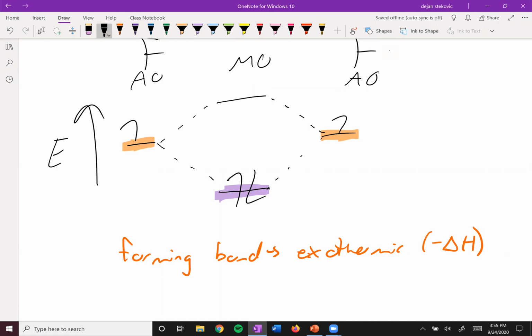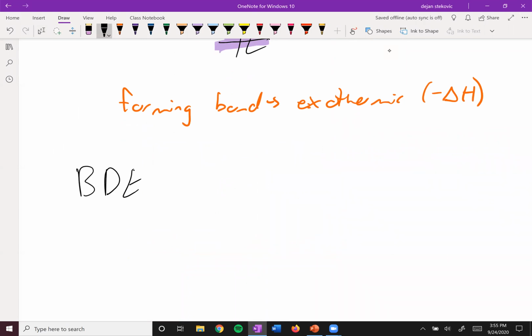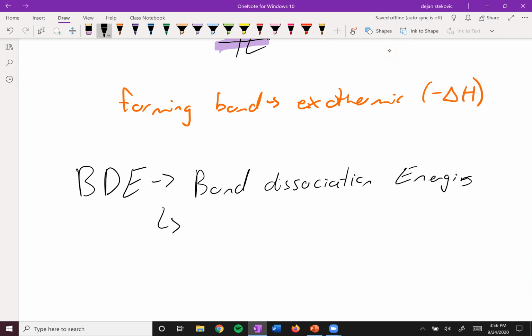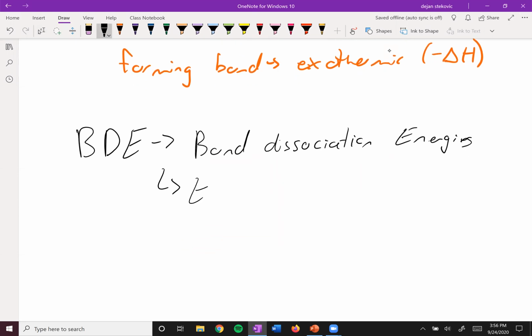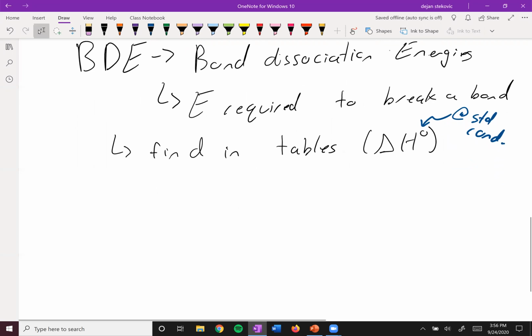And to look at the overall delta H of a reaction, we can take a look at how much energy it takes to break bonds versus how much energy we get back out to form these bonds. And so we can look up what's known as bond dissociation energies. And you did this back in Chem 101, right? The bond dissociation energy is the energy required to break a bond, right? And so you can look these up in tables. And these tables will give you them in their standard state, right? So this little degree symbol here, if you think back to Chem 101 and 102, means at standard conditions: 1 atmosphere of pressure in their normal state, and usually room temperature.